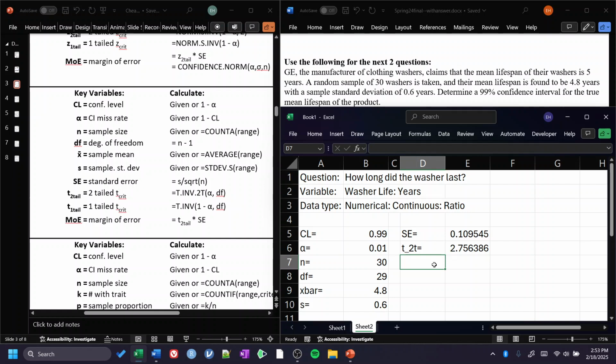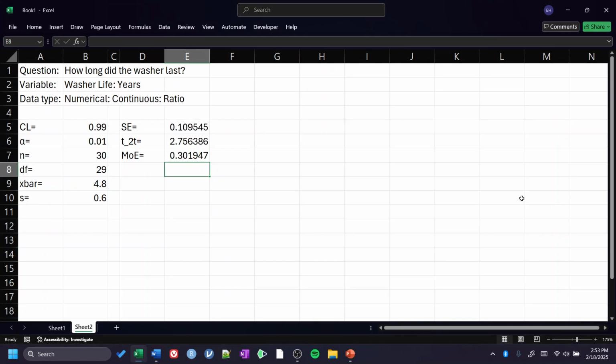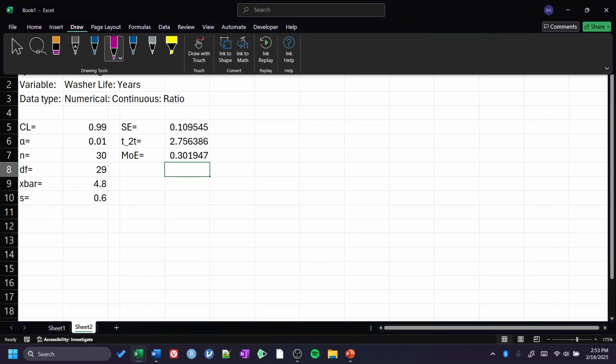And then let's just get our margin of error. MOE is equal to, and let's do our two-tailed t score, and then times our standard error, and we have our margin of error. Before I do anything, I want to see if I can get a rough guess of where I think this answer is going to be. So let's go ahead and draw this thing out.